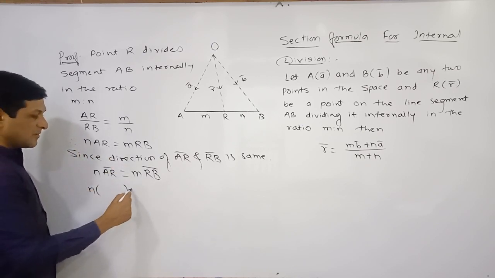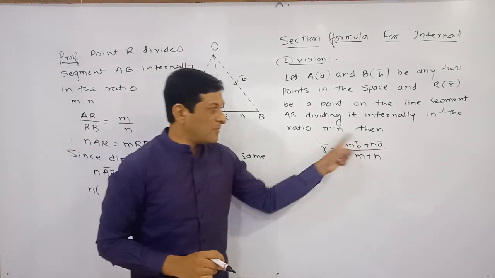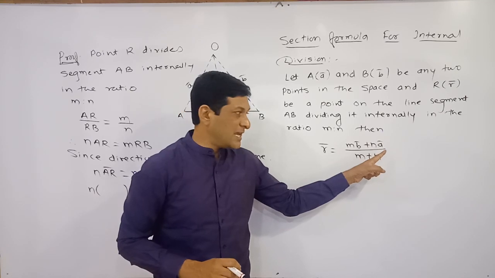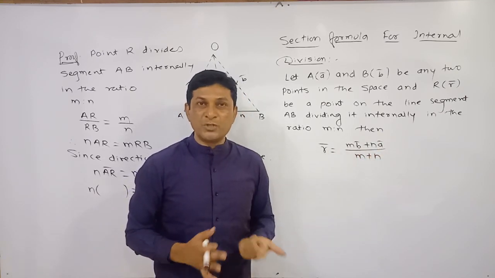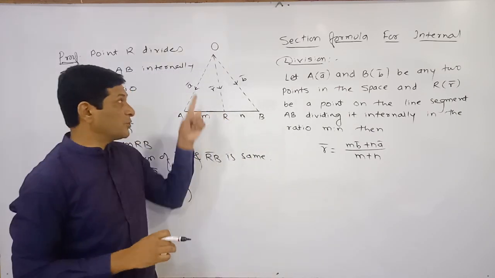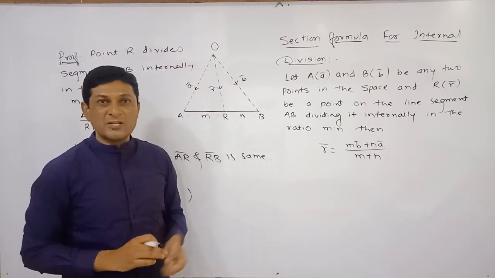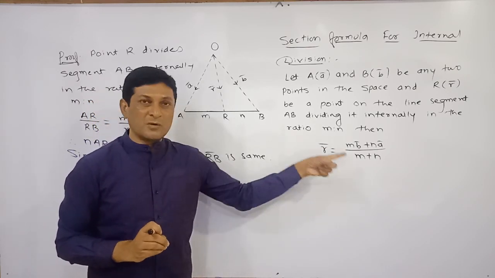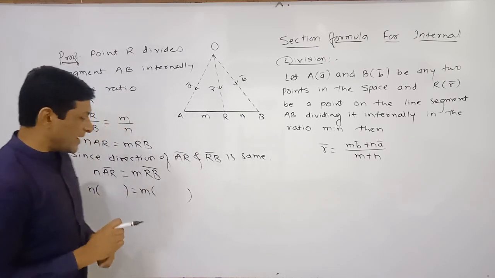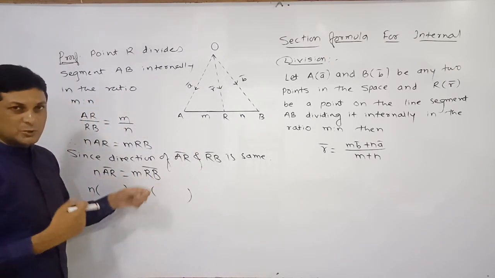If you observe our required result, in this required result, which vectors appear? A bar, B bar, R bar. What are A bar, B bar, R bar? Position vectors. A bar is the position vector of point A, B bar is the position vector of point B, and R bar is the position vector of point R. Means the required result is in terms of position vectors. That's why we are converting AR bar and RB bar in terms of position vectors.